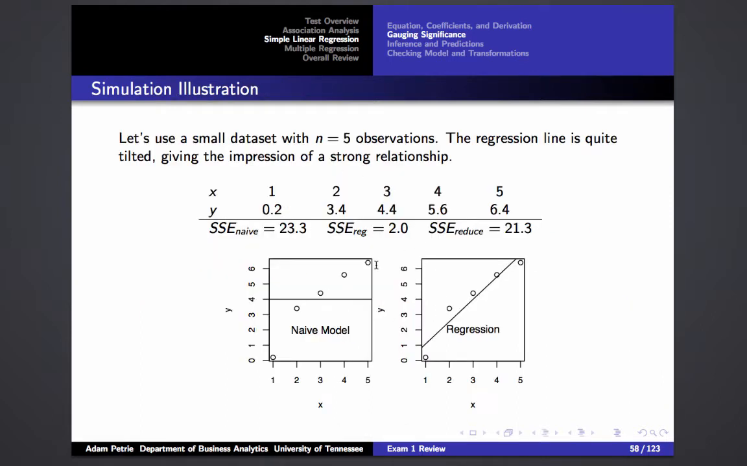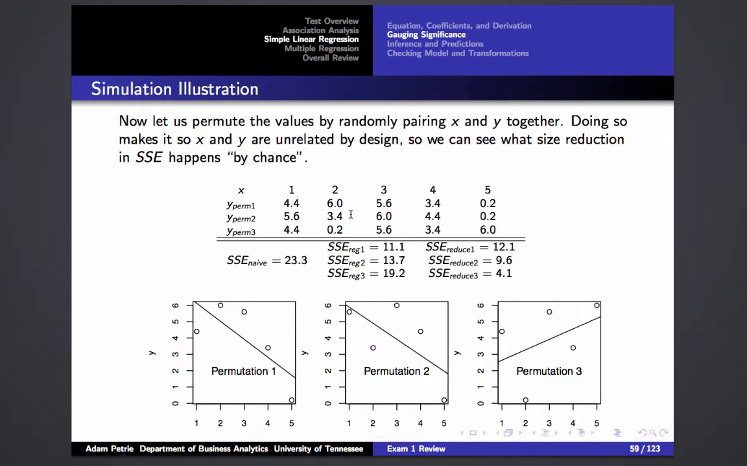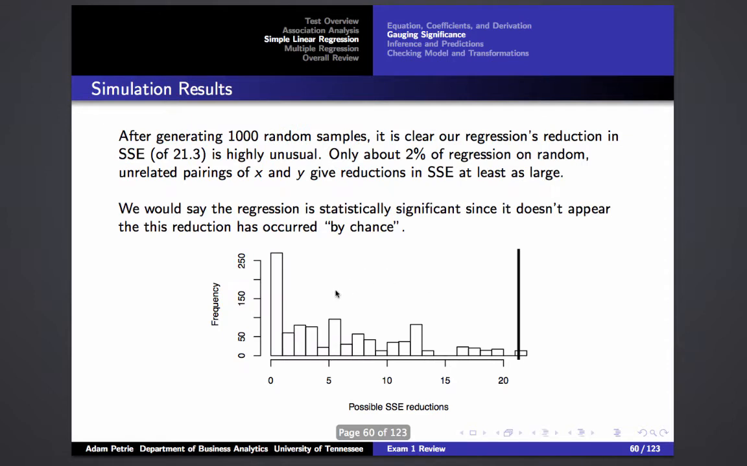Okay, here's just a small illustration of the naive model versus the regression, what the sum of squared errors are, what the reduction is. We can skip this. Here are some permuted data sets where we randomly mix up the ordering of the y's and calculate the sum of squared error reductions, and then look at the sampling distribution, the possible sum of squared error reductions from random unrelated predictors. We see the sum of squared error reduction measured from our sample is highly out of line with what would happen by chance. It's not impossible to happen by chance, but so unlikely that we would say it's statistically significant. This p-value, in this case, is 2%. Only 2 of the 1,000 permuted data sets achieved a sum of squared error reduction at least as big as what we measured.